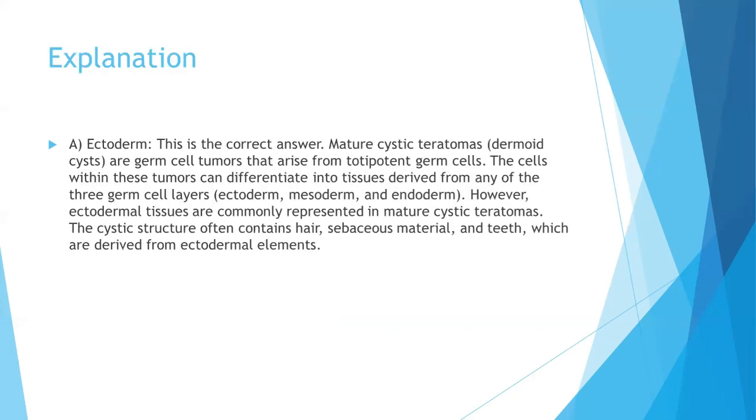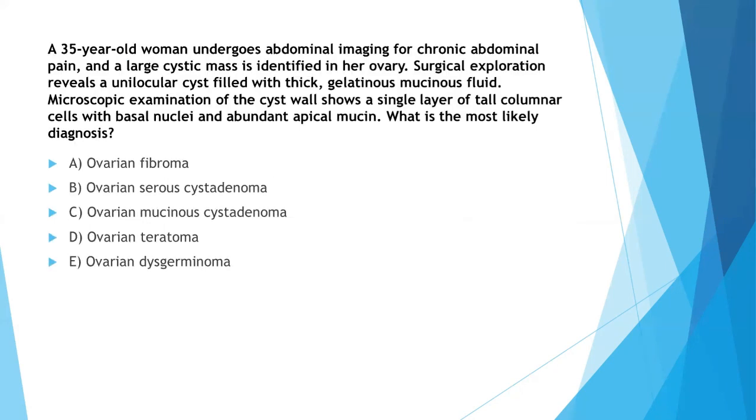So, ectoderm. Mature cystic teratomas are germ cell tumors that arise from totipotent germ cells. The cells within these tumors can differentiate into tissues derived from any of the three germ cell layers. However, ectodermal tissues are commonly present in mature cystic teratomas. The cystic structure often contains hair, sebaceous material, and teeth, which are derived from ectodermal elements.